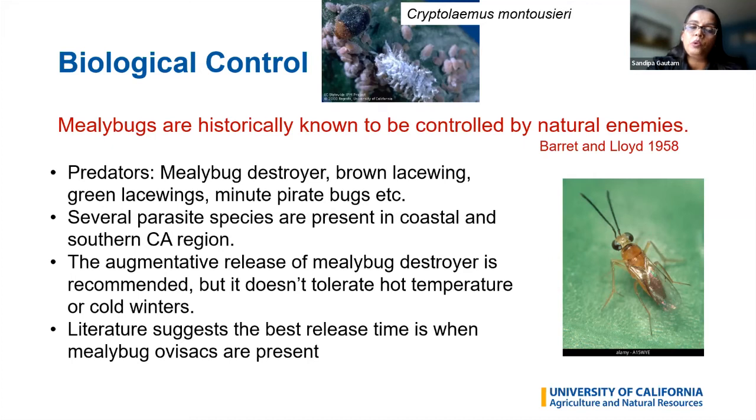Another point that I wanted to make here is, some recommendations based on studies from other countries recommend augmentative release of mealybug destroyer, but this species doesn't tolerate hot temperatures and cold winters. So we don't really know how it will do under San Joaquin Valley conditions. And another important point to remember is that literature suggests the best release time for mealybug destroyer is when ovisacs are present, because feeding on eggs helps Cryptolaemus to produce its own eggs. So it helps in establishing the predator population within the grove.